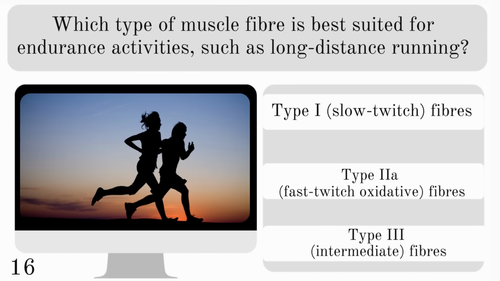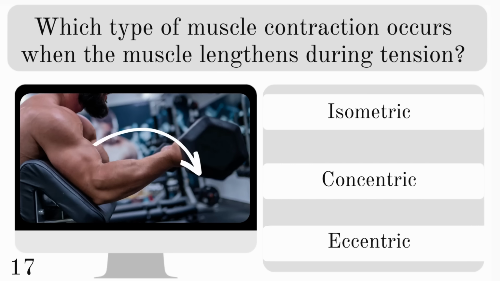Which type of muscle fibre is best suited for endurance activities, such as long distance running? Type 1, 2A, or 3? And the correct answer, type 1. Which type of muscle contraction occurs when the muscle lengthens during tension? Isometric, concentric, or eccentric? And the correct answer, eccentric.